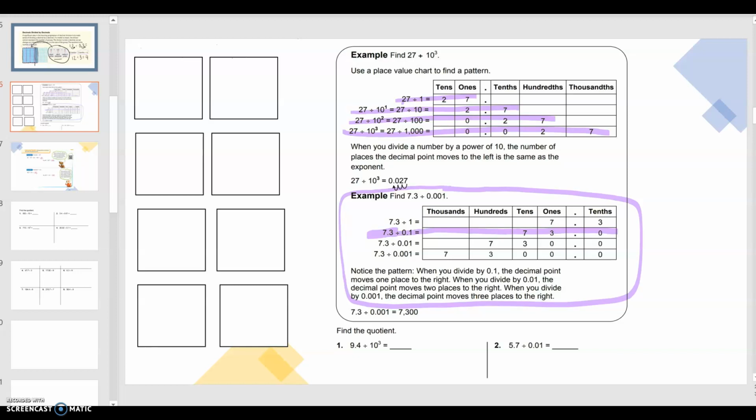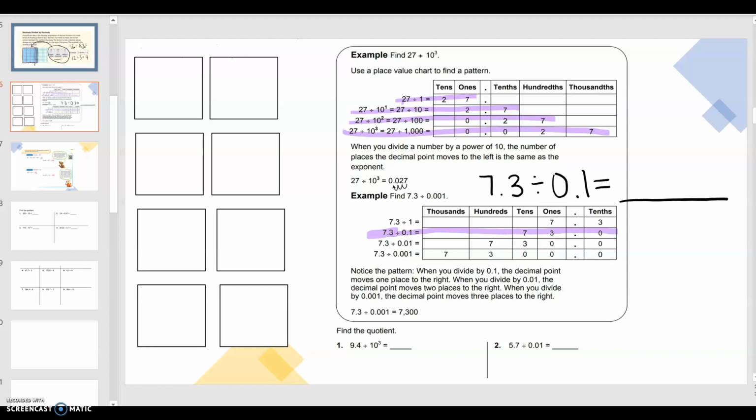So let's break this down. Let's talk about this, okay? And let's show you that this does work. So I'm going to write it out. First of all, I'm going to erase that, and then I'm going to write this out. I'm going to say 7 3/10 divided by 1/10. Okay.